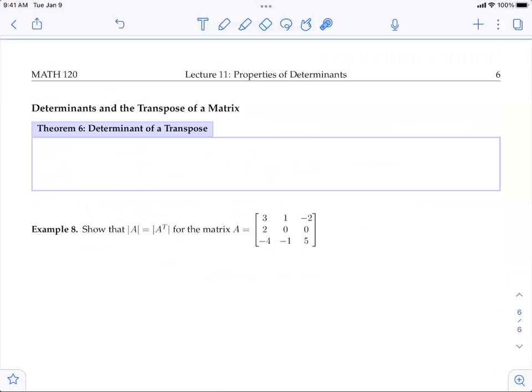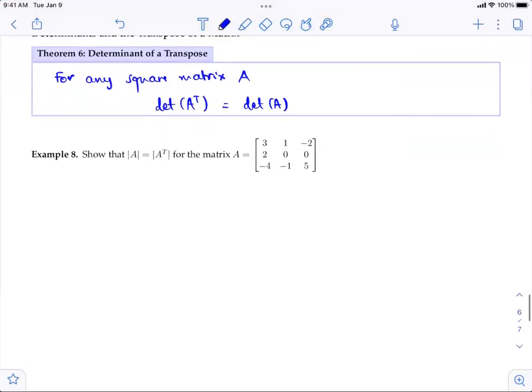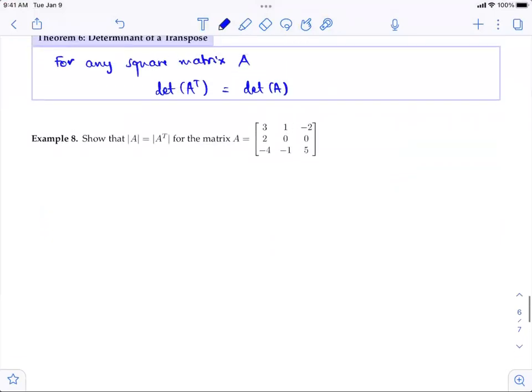So for any square matrix A, the determinant of A transpose is equal to the determinant of the original matrix itself. And we're going to perform a quick calculation here to verify that particular statement. So I'm going to calculate the determinant of A and the determinant of the transpose.